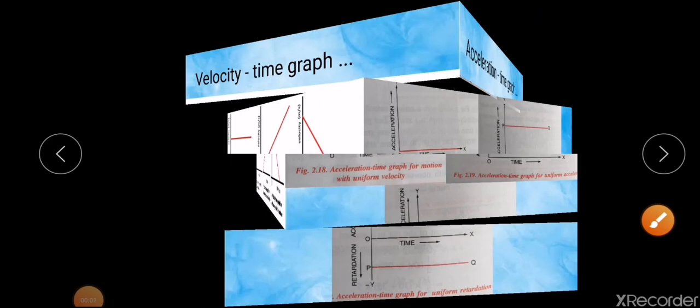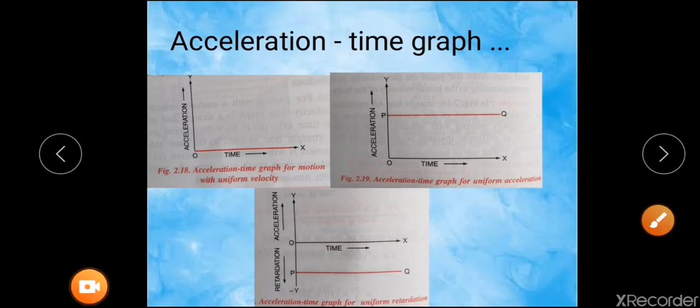Next we are coming to the acceleration time graph. Now here, when you come to the acceleration time graph, the first graph you can see is the acceleration time graph for a body with uniform velocity. See, what is acceleration? Change in velocity with time. So if it is a uniform velocity, velocity is not changing. So automatically acceleration will be 0. That is why you are getting a straight line along your x-axis itself, right?